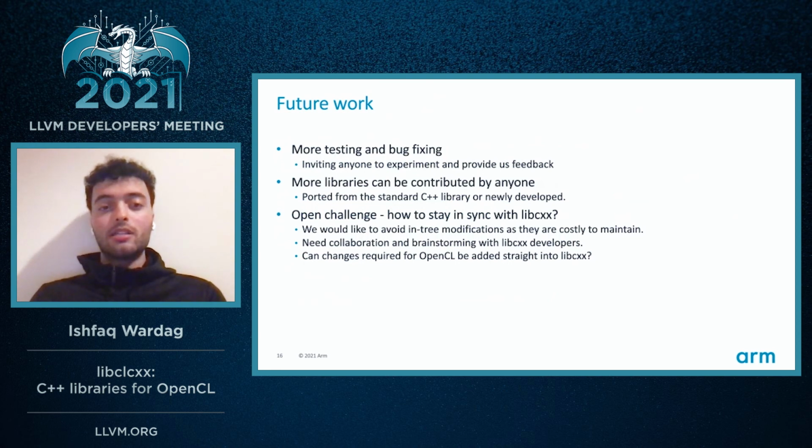And an open challenge is how do we stay in sync with libcxx? On top of that, we would like to avoid in-tree modifications as they're costly to maintain, and we need to maximize the collaboration between libcxx and libclcxx developers. Another question we ask is, can changes required for OpenCL be added straight into libcxx?